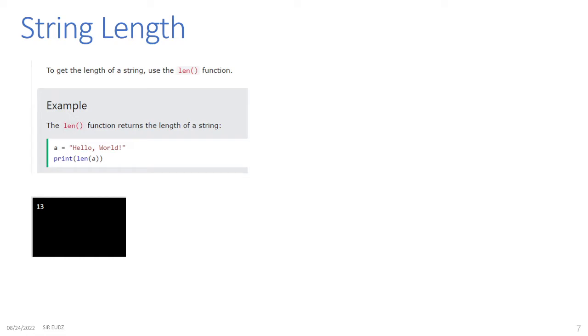String length. To get the length of a string, we use the len function. So the len function returns the length of a string. So A equals "Hello, world", print(len(A)), so it prints 13. So if we count 1, 2, 3, 4, 5, 6, 7, 8, 9, 10, 11, 12, 13. So that's the length of the string.